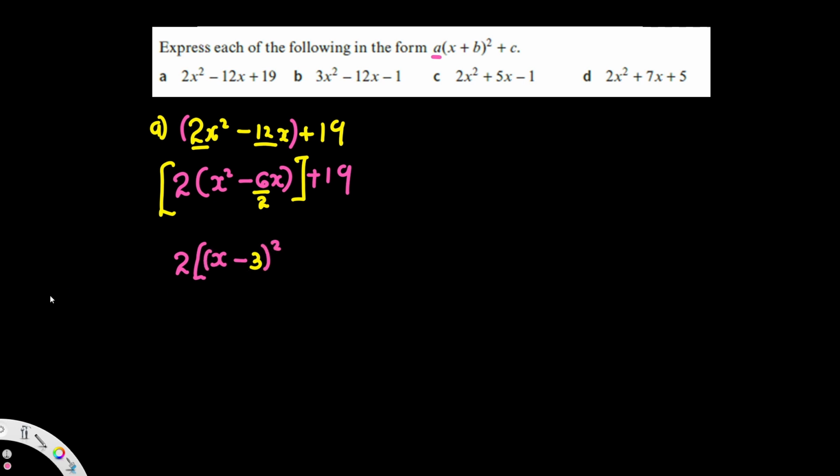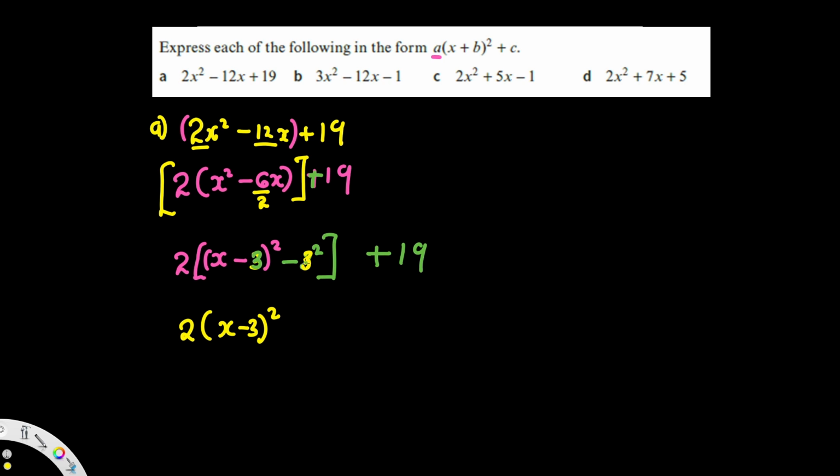But always remember, when we are completing a square, we're going to subtract the square of the number that is inside the bracket there, which is 3 squared, like that. Then we were having plus 19. So this is going to become 2 into bracket x minus 3 squared.